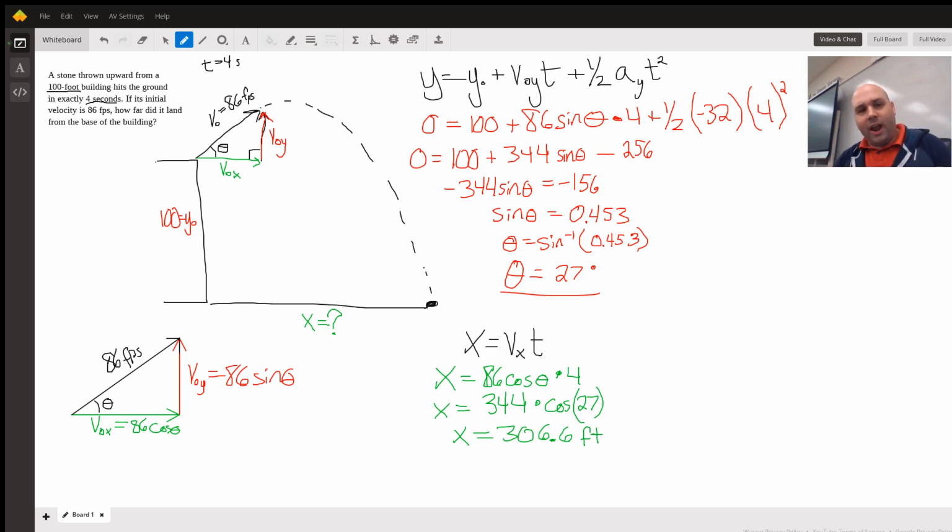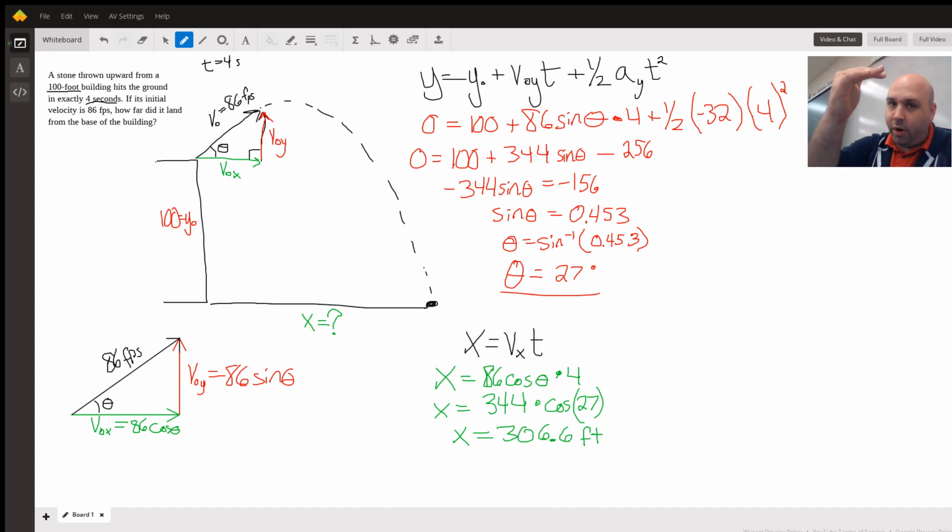I know that it's being thrown at an angle because if you threw it straight up, it would just land right back where it was. So there would be no distance from the base of the building. So it has to be thrown at an angle. They did not tell us the angle, which might seem scary, but actually it's not that bad. We're still going to use the same two equations we always use for projectiles. Anytime you've got a projectile question, you're going to pretty much use these two equations here.